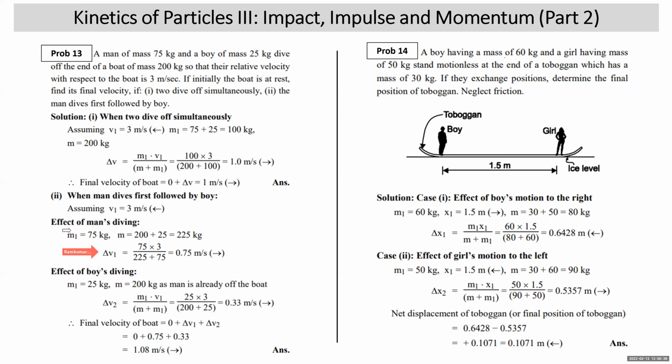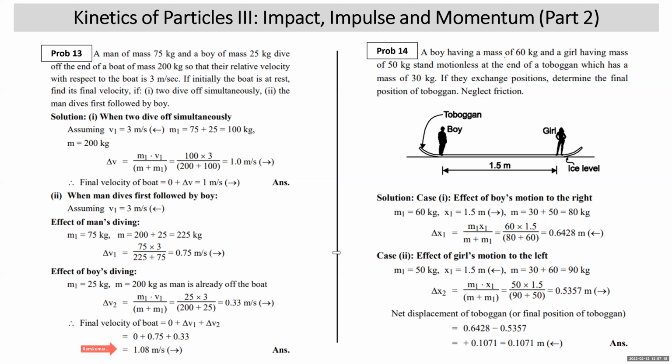So as the man dives to the left with a velocity of 3 meters per second, there is an increase in the velocity of the boat in the opposite direction. Now the effect of the boy's diving. The mass of the boy is 25 kg. The mass of the boat is 200 kg because the man is already off the boat. Delta v2 is m1 v1 upon m plus m1. M1 is 25, v1 is 3, m is 200, plus 25. So as the boat was initially at rest, the final velocity of the boat will be 0 plus delta v1 plus delta v2. Delta v1 is 0.75, delta v2 is 0.33, total 1.08 meters per second.